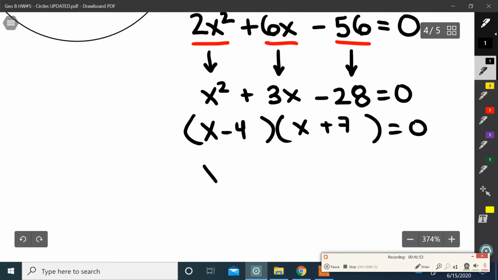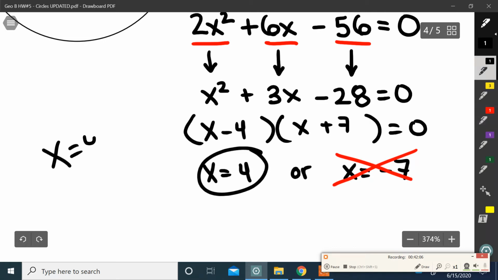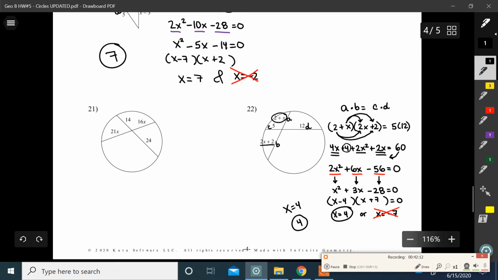okay, and that means that x is equal to 4 or x is equal to negative 7. But of course we already said that that will not work, so that means that this will be the only answer. So you're gonna put on canvas 4 for number 22. Okay, we're almost there, guys, we're almost there.